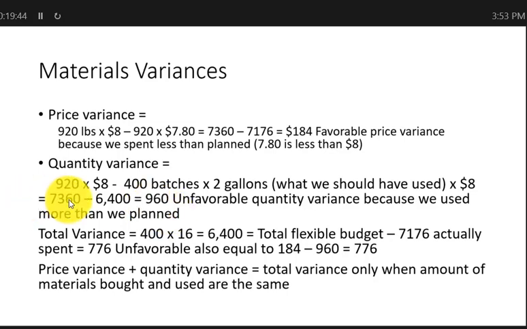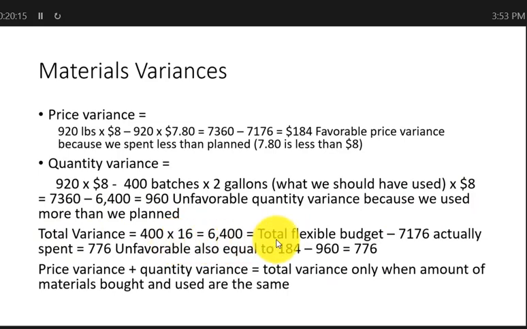We used more than we planned. We used 920 when we should have used 800. That means that our variance is 960, the difference, and that's unfavorable, just opposite of our price variance, which was favorable. This is referred to as a quantity variance or a usage variance. Different books will use different terminology. Not really a big deal which one you choose to use, because we used more than planned.